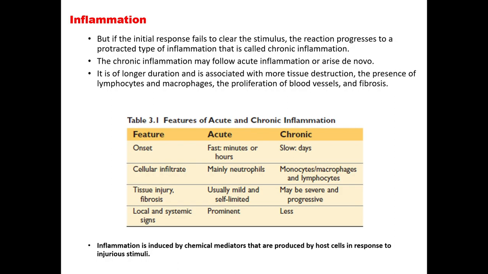هذا هنا عندنا the features of acute and chronic inflammation. طبعا مقارنة ما بين الأكيوت والكرونيك depending on the onset, cellular infiltration, the type of cell, tissue injury, and fibrosis, local and systemic signs. The inflammation is induced by chemical mediators that are produced by host cells in response to the injurious stimuli.